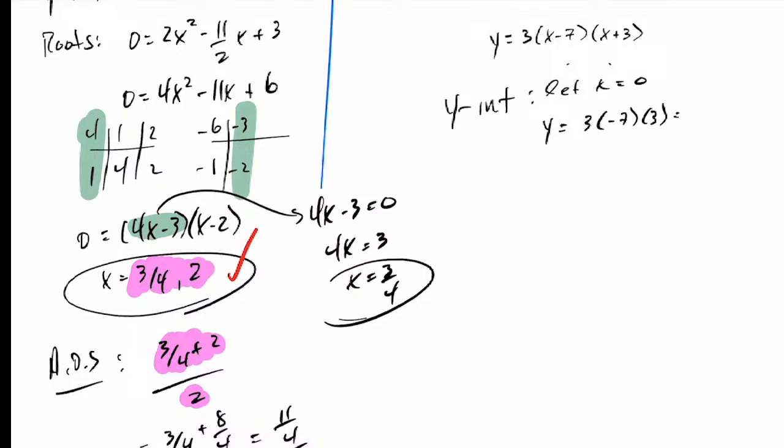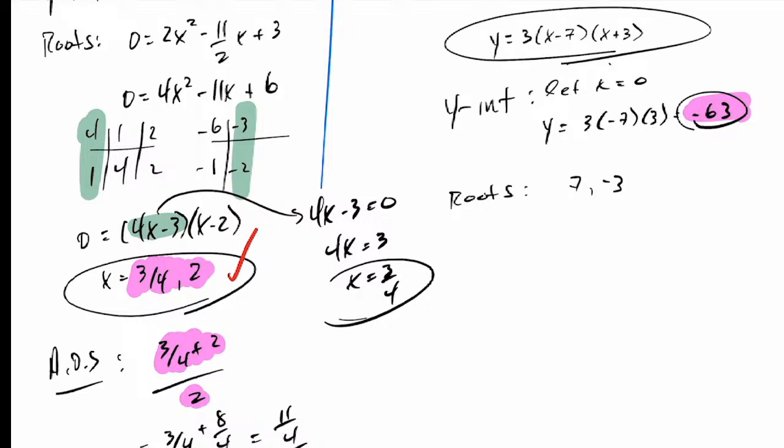And you're going to get here 3 times -7 times 3, which is 9 times 7. I'm going to get -63. That becomes my y-intercept. So I have a y-intercept of -63. My roots are easy. My roots of this are just going to be 7 and -3. It's already in factored form.